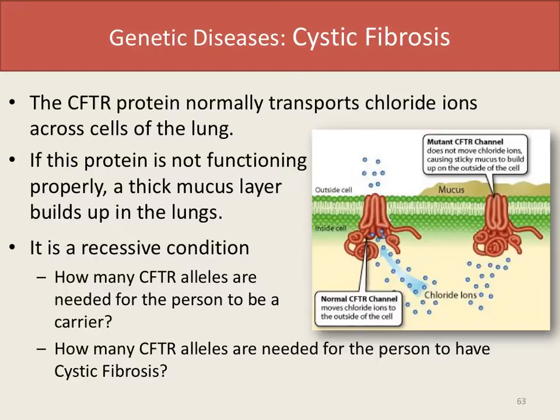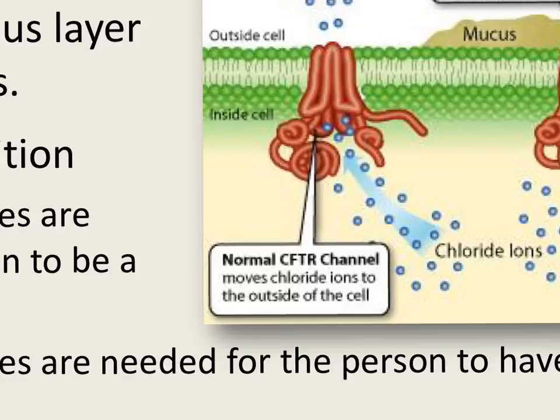So the CFTR protein, the normal protein, actually transports chloride ions across the cells of the lung. Now, we can actually look at that. Here's the chloride ions. Here's the normal CFTR channel, right? And the chloride ions come into the cell.